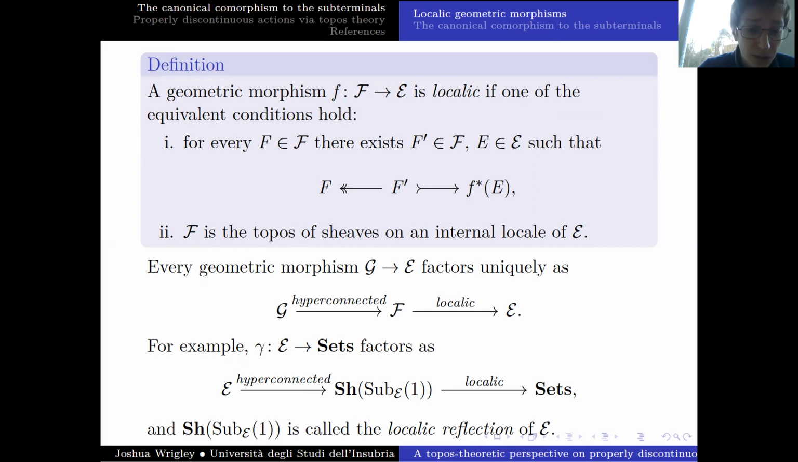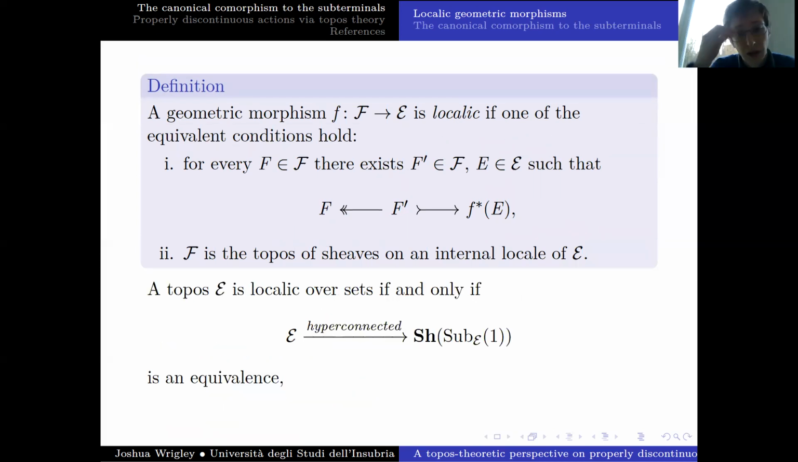And for that reason, the topos of sheaves on the subterminals of E is called the localic reflection of E. And that's because if E is a localic topos already, then it factors uniquely, and so this hyperconnected part here is actually an equivalence, as stated here.